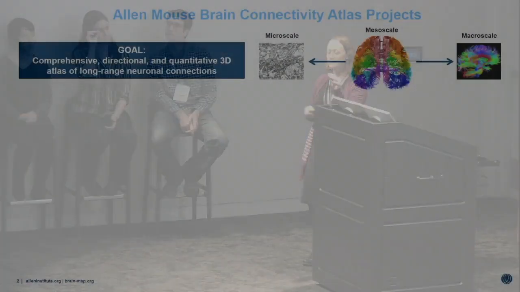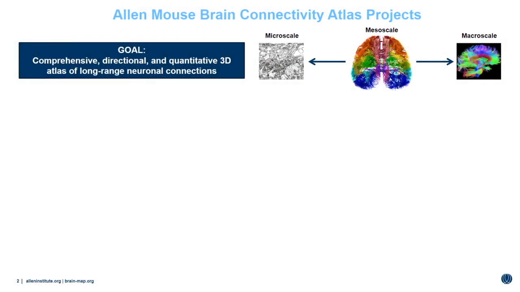Okay, so it's my privilege to introduce our team talk, and I wanted to start by actually introducing the Mouse Connectivity Atlas project to people. This is maybe more of a reintroduction, as this is one of our older but still running projects. The Allen Mouse Brain Connectivity Atlas project was launched initially in 2011. This is when we first started our pipeline, with the goal to generate a comprehensive, directional, and quantitative 3D atlas of long-range neuronal connections. In other words, a connectome.